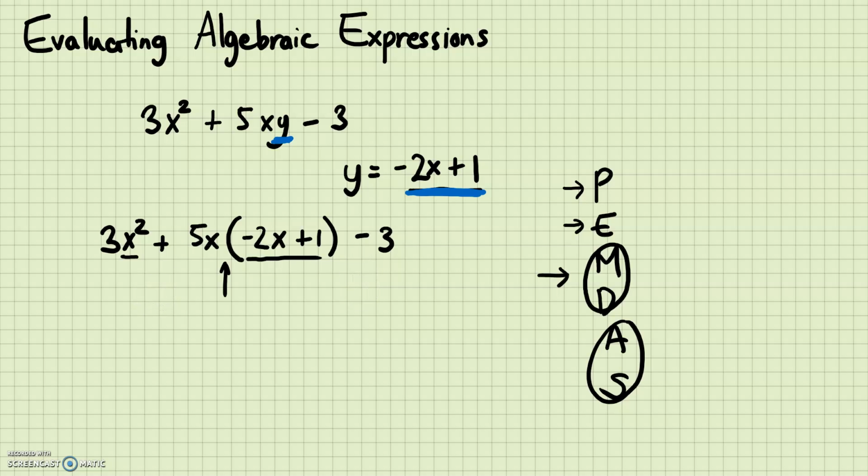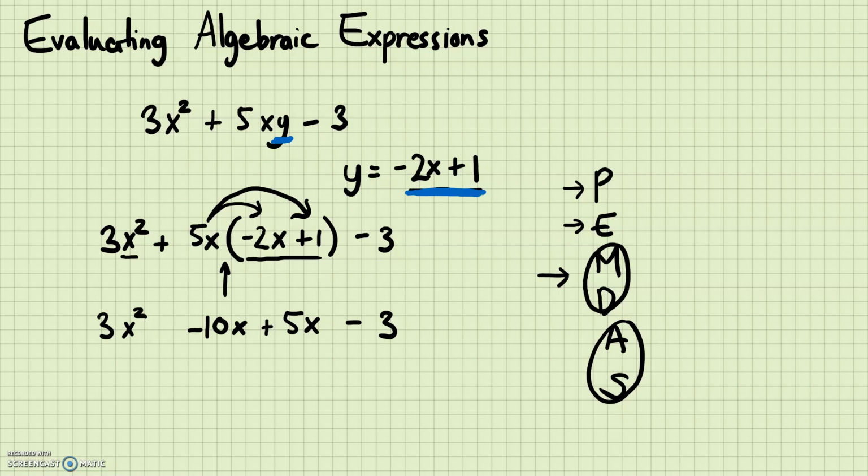Doing this first, remember we need to distribute to each term. So 5x times negative 2x is going to be negative 10x squared. 5x times 1 is going to be 5x. And then we can write the terms that we haven't touched on each side like this. Now we just have addition and subtraction, so we just work from left to right.